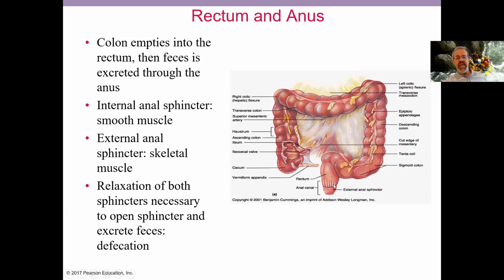We have what's called the internal anal sphincter, which is about right up here. And we have the external anal sphincter. So we have two sets of sphincters. The internal anal sphincter consists of smooth muscle, much like most of the digestive tract, right? Except for like the esophagus and the oral cavity. The external anal sphincter is skeletal muscle.